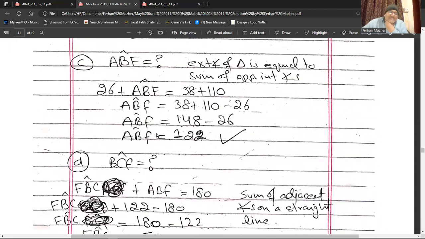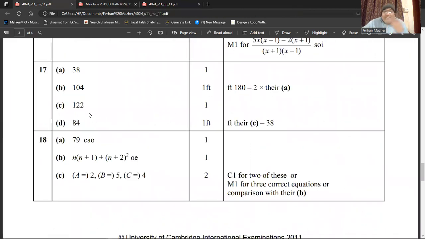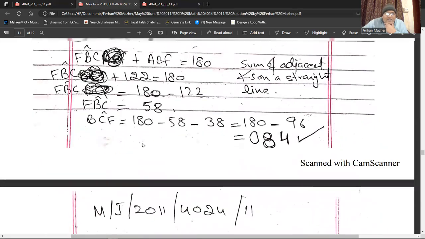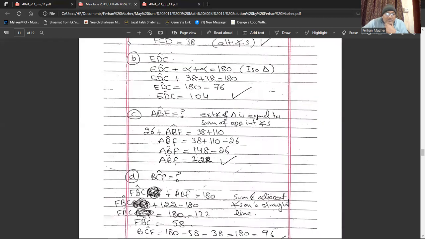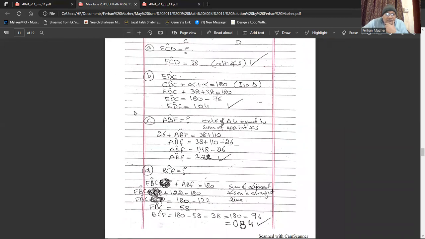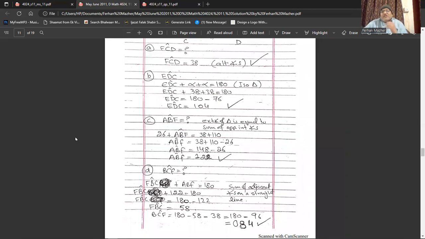I said FBC is FCB. So BCF will be equal to 180 minus 58 minus 38, and that will be equal to 180 minus 96, and that will be 84. And that is 84. Yeah, our answer is right. Hopefully you understand. Let me show you the whole question. You see this whole question number 17 is showing up on your screen. I hope you understand this question.